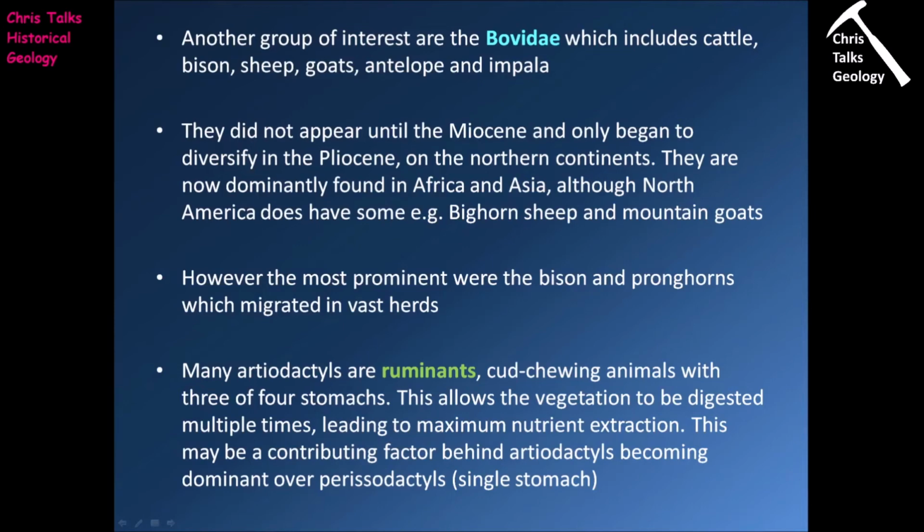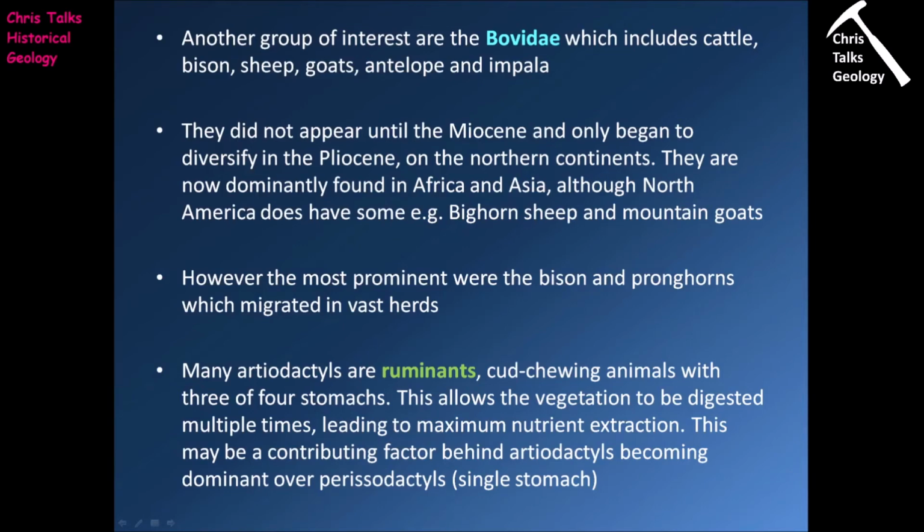Now, many Artiodactyla are ruminants, which means they're cud-chewing animals with 3 or 4 stomachs. Now, these additional stomachs allow the vegetation which these animals ingest to be digested multiple times, leading to maximum nutrient extraction. So by passing the vegetable matter, the plant matter, between stomachs numerous times allows it to be exposed to acids for longer periods of time, allowing the food to be broken down more effectively, so by the time it makes it into the intestine, you can get maximum nutrient extraction.